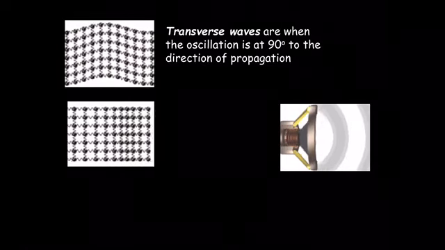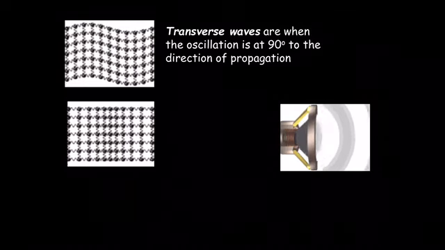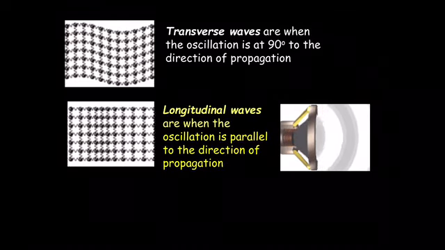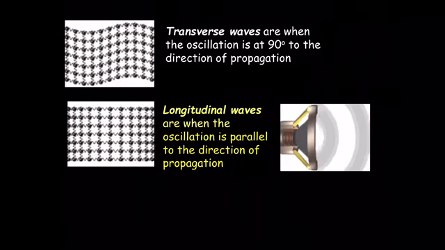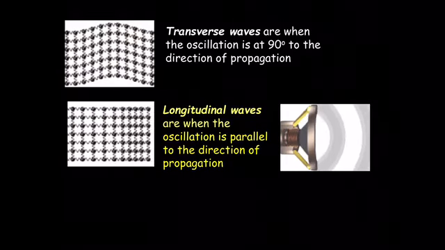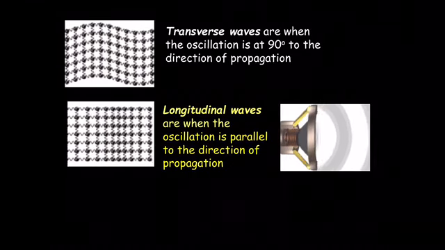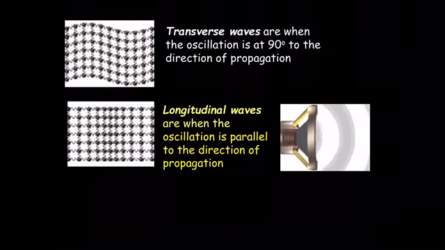So a transverse wave's oscillation at 90 degrees is the direction of propagation, whereas a longitudinal wave's oscillation is parallel to the direction of propagation. Now that's quite difficult, it's very hard to remember, and also not incredibly useful. So we need another way of distinguishing between these two waves, and the way is polarization.